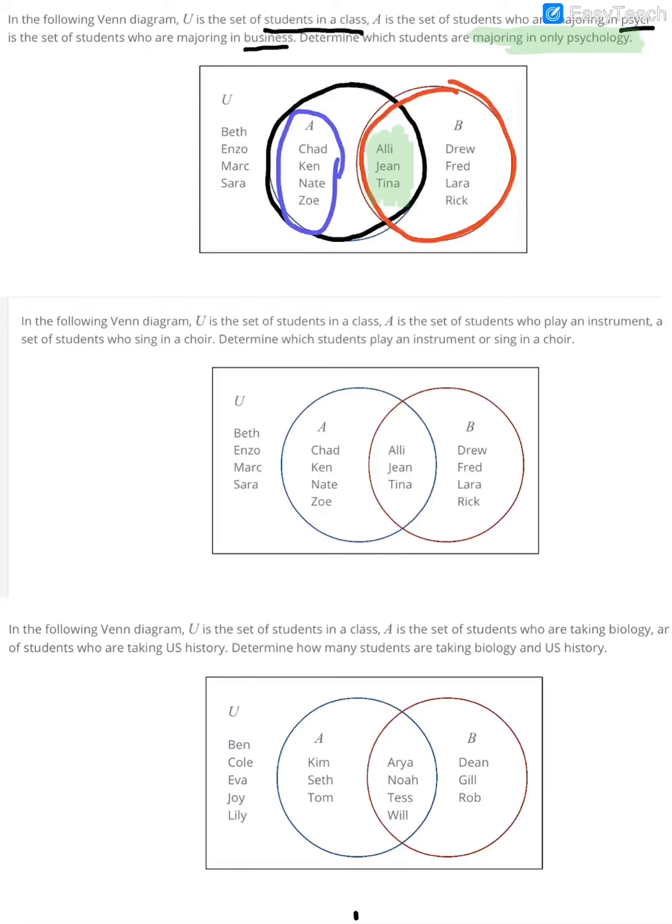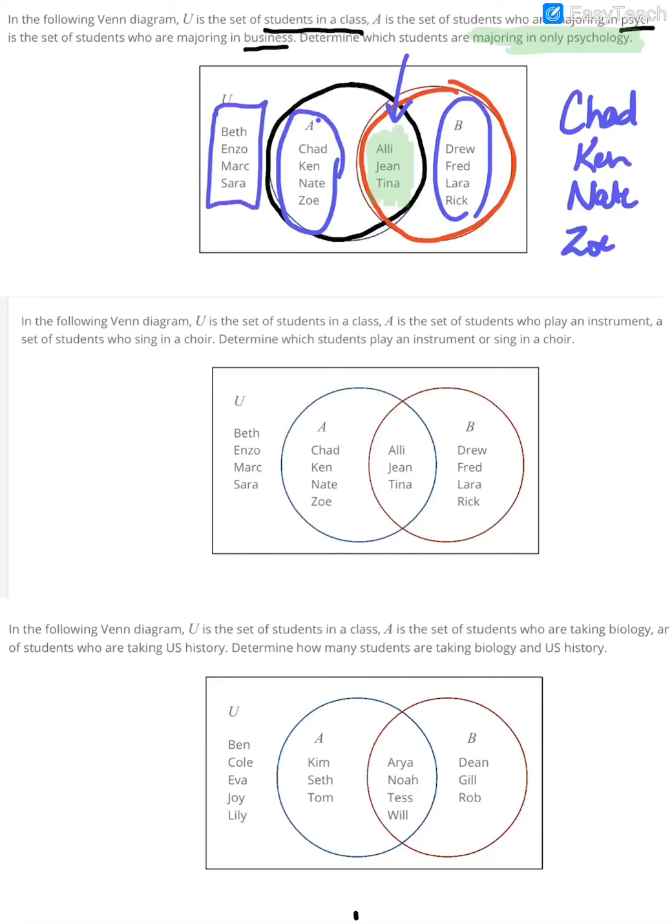So I would list that out as Chad, Ken, Nate, and Zoe. Okay, so this is only psychology. These in the middle are both. And then if they were to ask me only business, these would be the ones that are only business. So what are these out over here? Those are students who are not majoring in psychology and they're not majoring in business. So they have other majors in that sense.